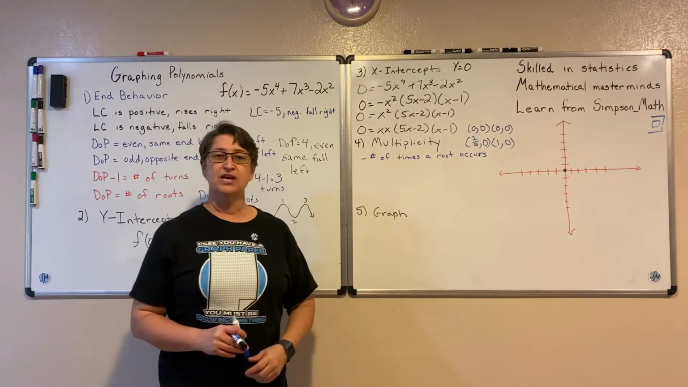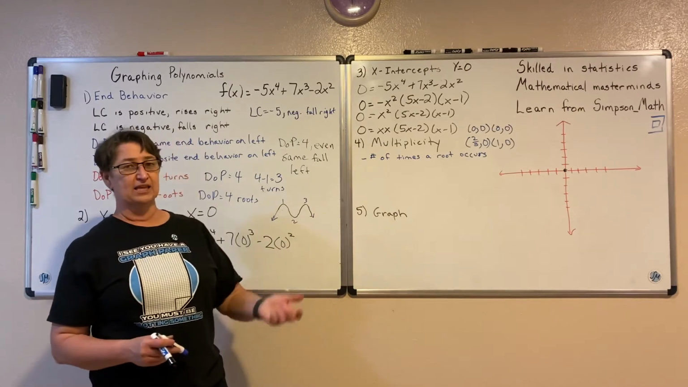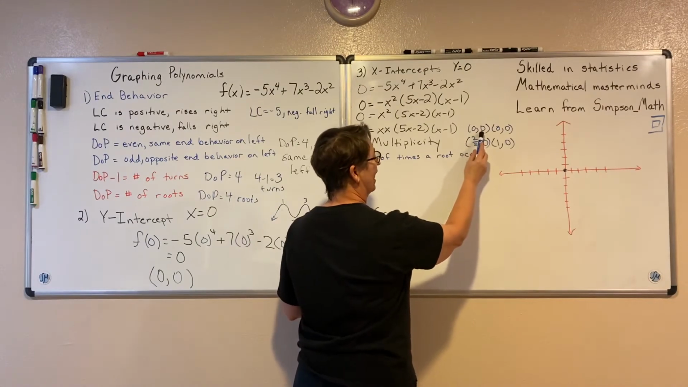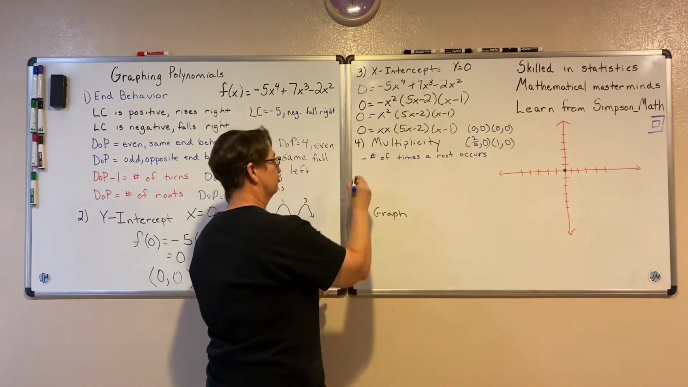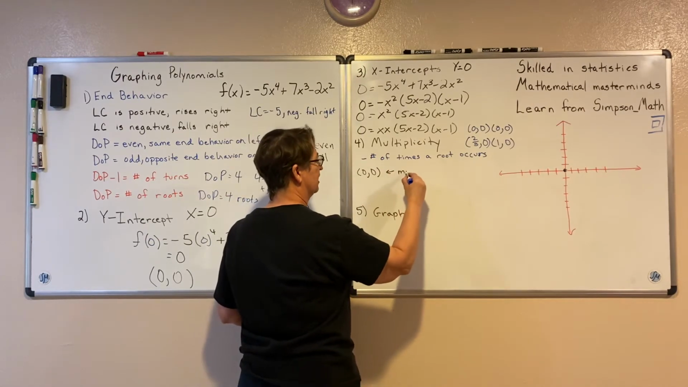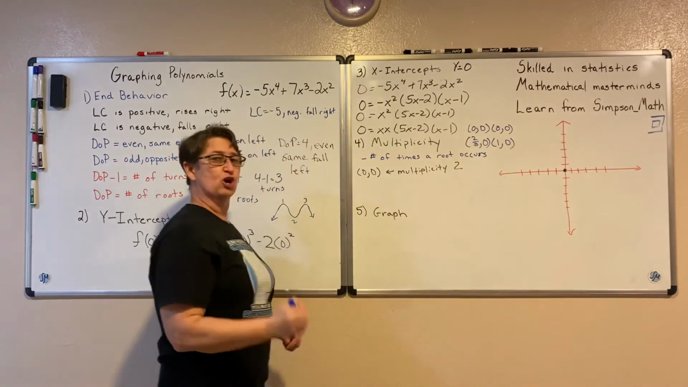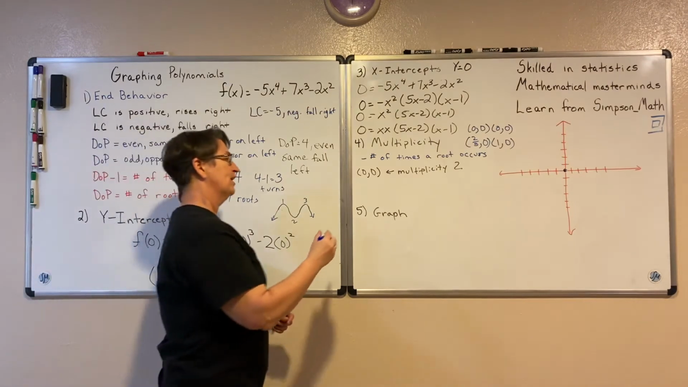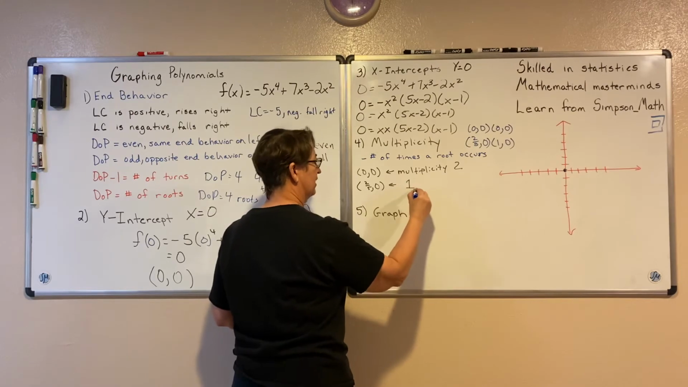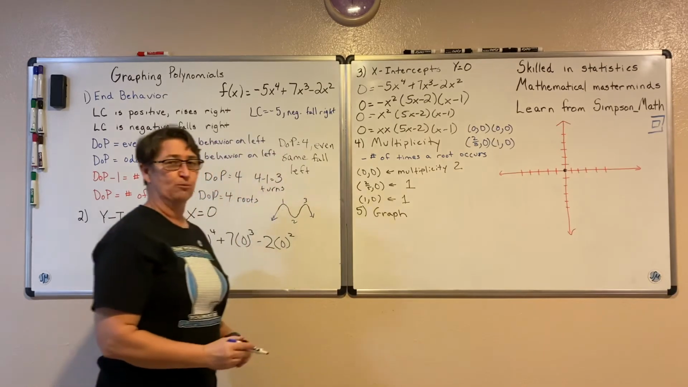The multiplicity then is the number of times that x-intercept shows up. How many times do we see that linear factor occur? Well, here we have 2 of those. So this 0, 0 x-intercept has a multiplicity of 2, because it shows up 2 different times. Whereas 2/5, 0, that one only shows up 1 time, and 1, 0 has a multiplicity of 1 as well because it just shows up once.